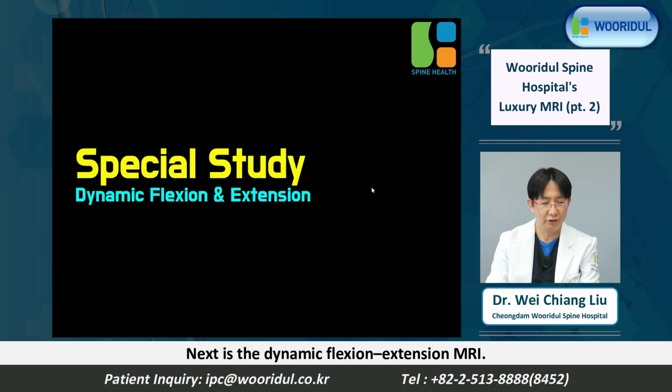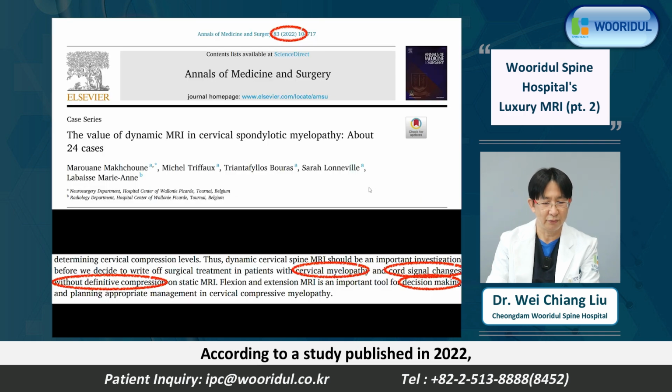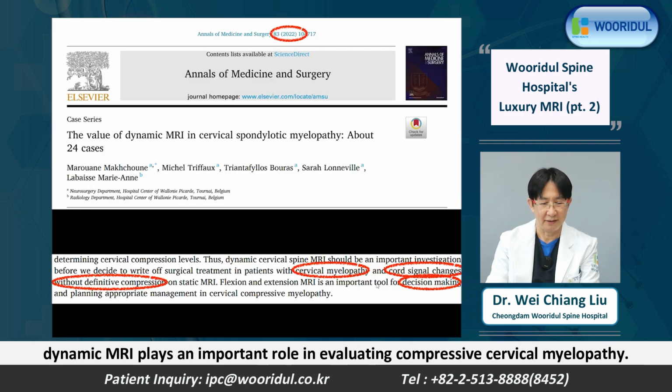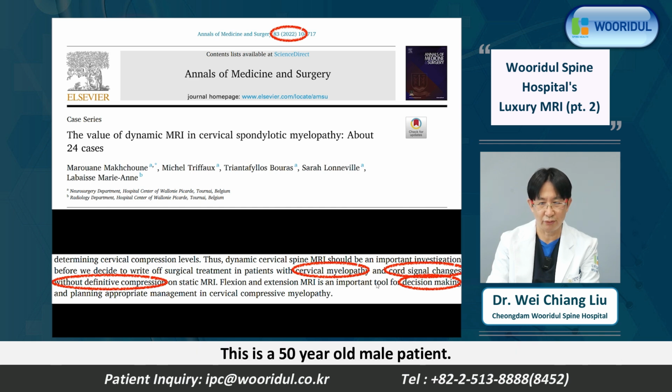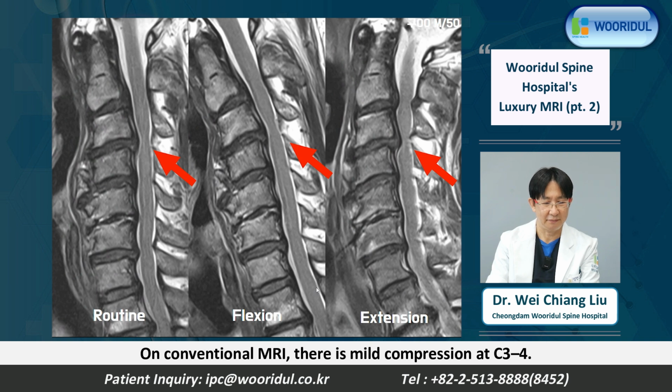Next is the dynamic flexion extension MRI. According to a study published in 2022, dynamic MRI plays an important role in evaluating compressive cervical myelopathy. This is a 50-year-old male patient. On conventional MRI, there is mild compression at C3 to 4. However, the extension MRI shows significant spinal cord compression along with signal changes.